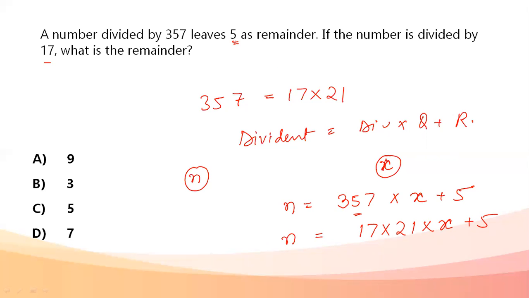Again, in this case also, whatever number you use, it is written in the format of 357 times something plus 5, and 357 is 17 into 21. So whatever your new number is, it will also have the same remainder. The number when divided by 357 leaves a remainder of 5. Now if it is divided by 17, what is going to be the remainder? I wrote 357 as 17 into something, so it is again going to be 5 because 357 is 17 into 21.